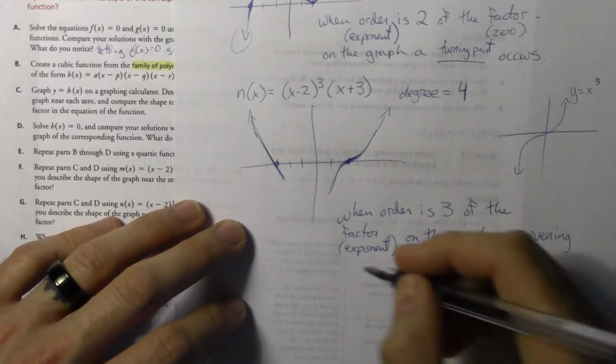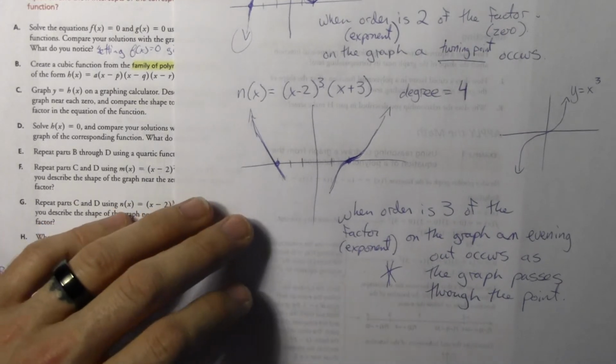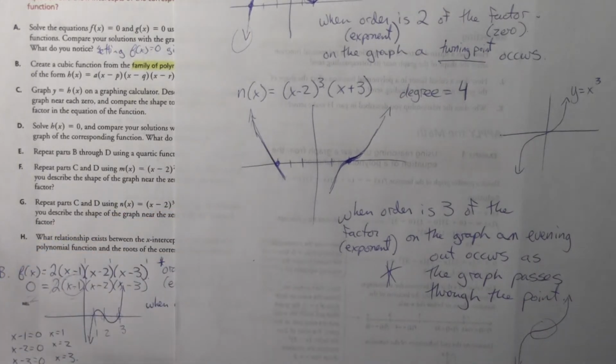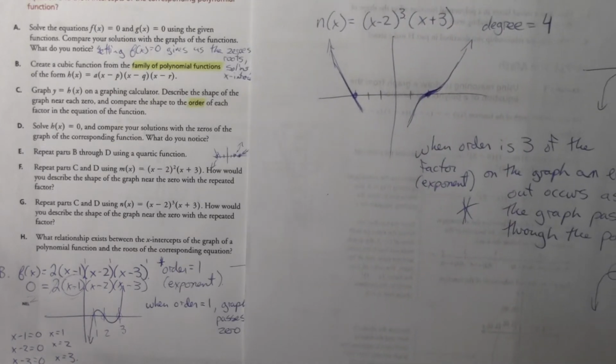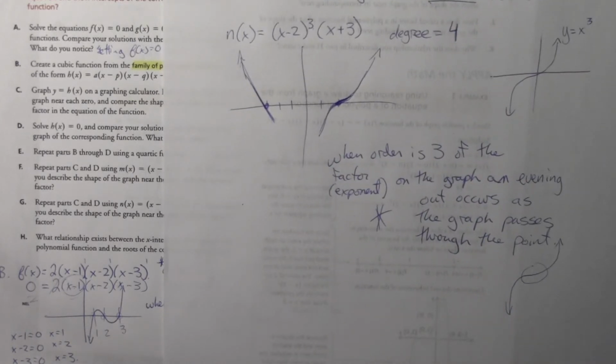Okay, so here's your communication mark here, guys. As he said, it's very hard to explain. There's my explanation, the best I could do. On the graph, an evening out occurs as the graph passes through the point. This is that evening out. Any questions there?